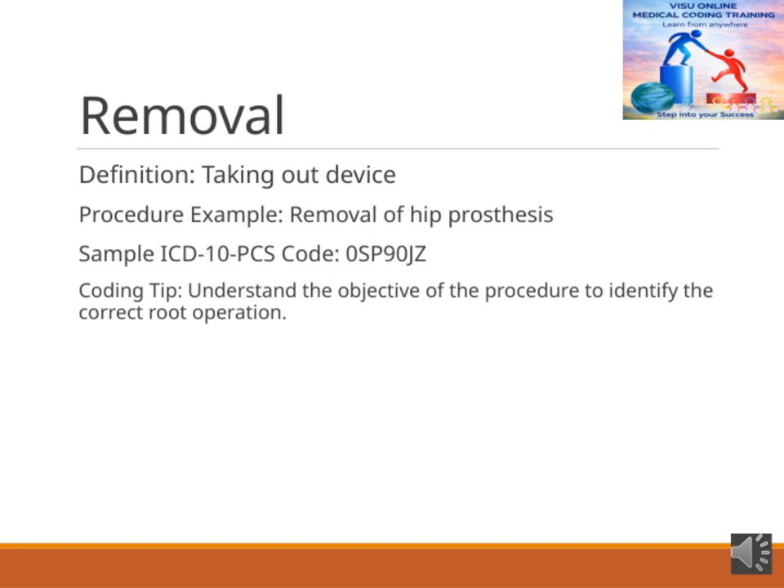A key point to remember is that understanding the objective of the procedure is crucial. This helps you identify the correct root operation, which in this case is removal. When coding, always ask yourself, what is the purpose of the procedure? If the goal is to take out a device, then you're looking at a removal operation. So, in summary, when you see procedures involving device removal, focus on the objective. Are we removing a device or something else? This approach ensures accurate coding and aligns with the overall goal of precise documentation and billing.